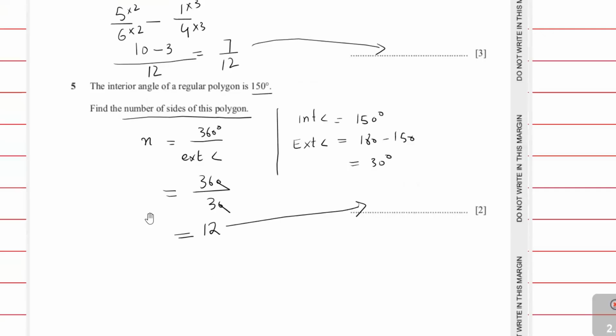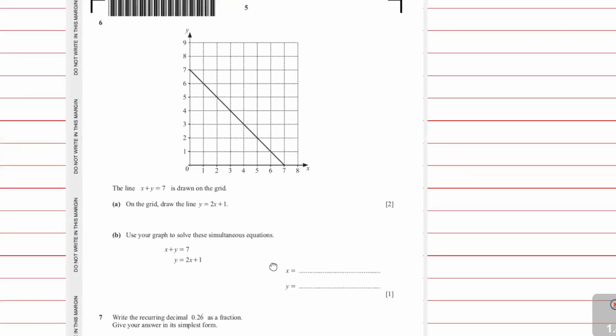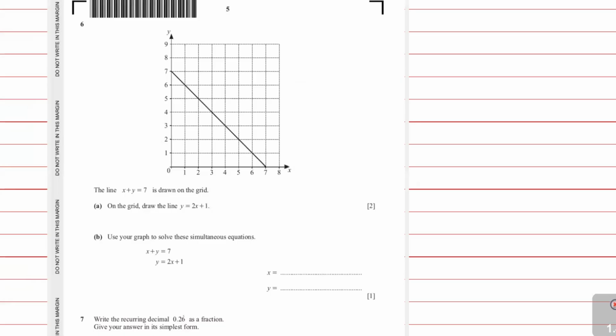Next question, question number 6. In this question, the line x plus y equals 7 is drawn on the grid.